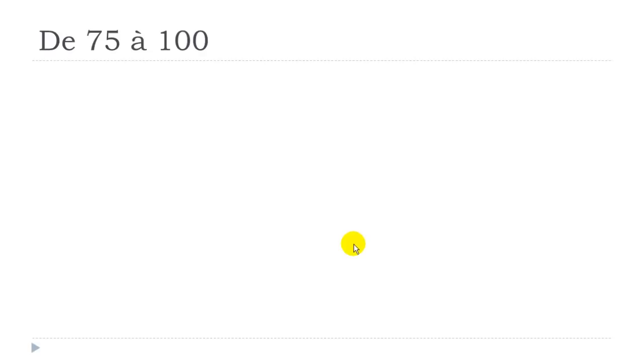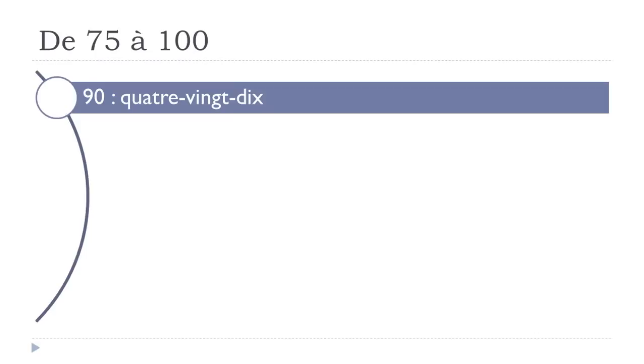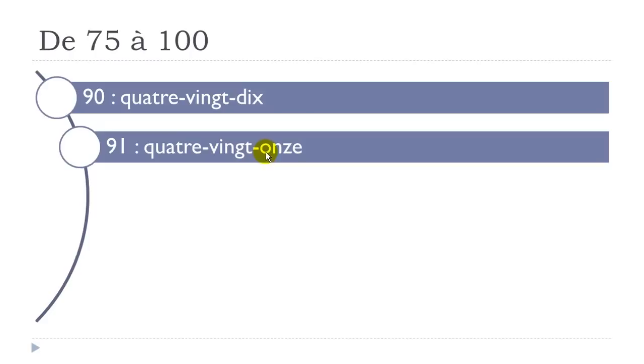And now for 90, well, basically it would be the same thing as we had for 70. So you will take this 80, and then you will add the numbers from 10 to 19 after. So 90, and then 91. So remember 80, and then 11.